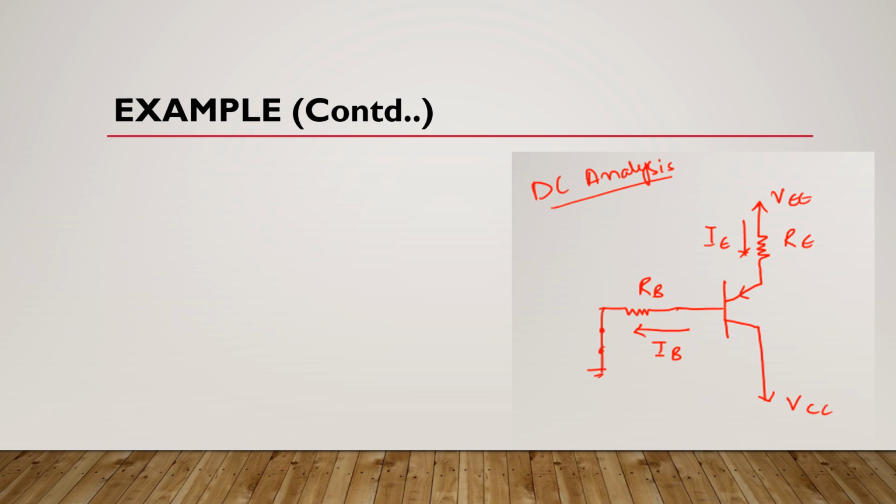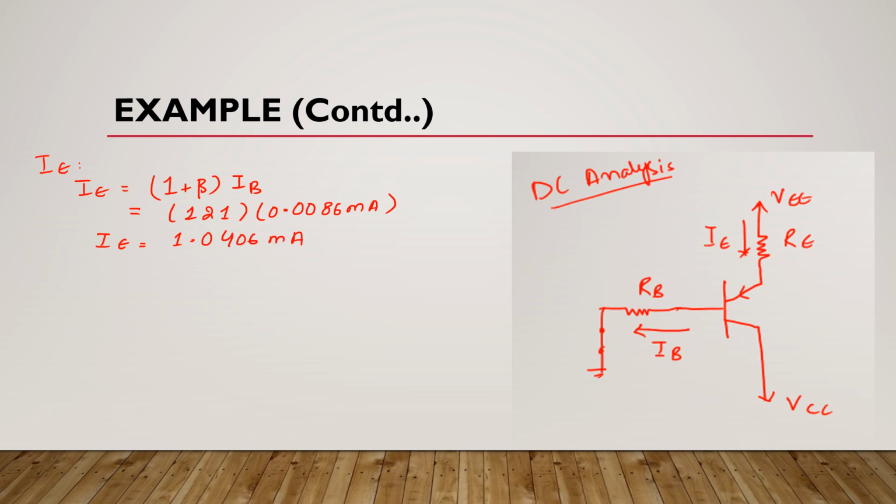Now we will find IE. We know that IE is equal to 1 plus beta IB. Here beta is 120, so here we have 121, and we know that IB is 0.0086 milliamperes. It means IE is equal to 1.0406 milliamperes. Okay. Now we will find VE.